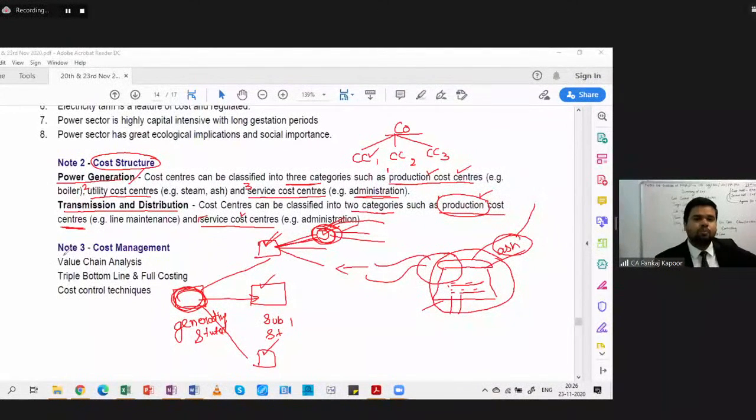Okay. Moving further, friends, the cost management technique. Currently, only one technique is mentioned, but I feel that this must also be known by you because in practice, being cost consultants, we actually practice these things. Okay. So now clearly, please focus on this particular thing. The first thing, value chain analysis.